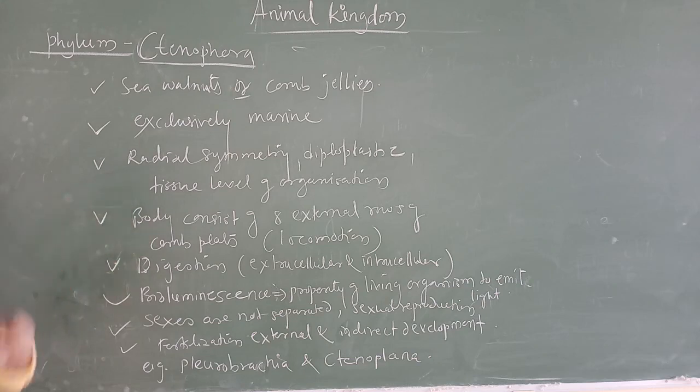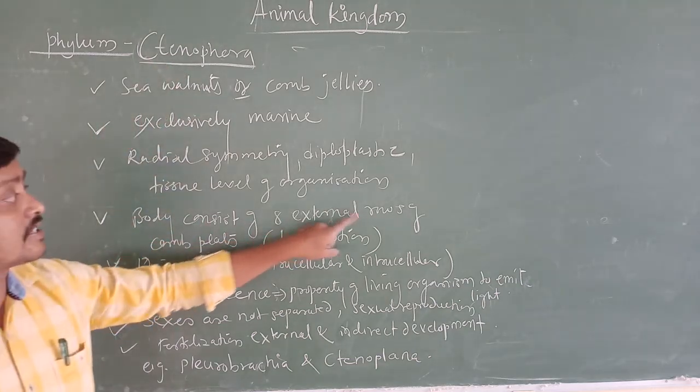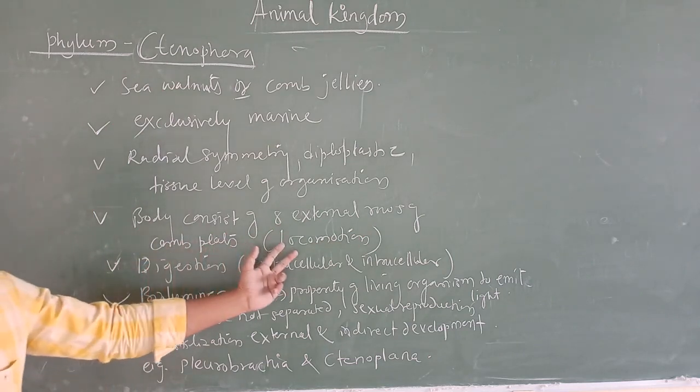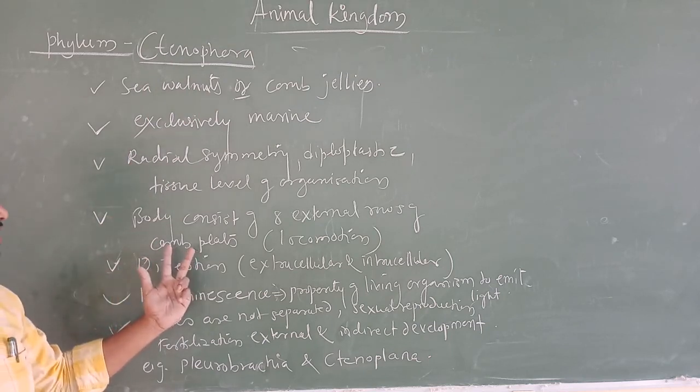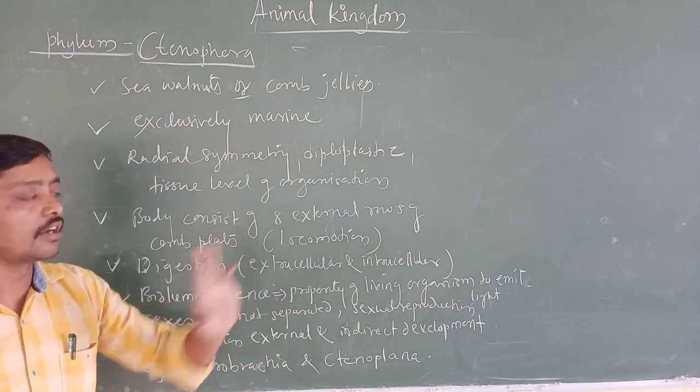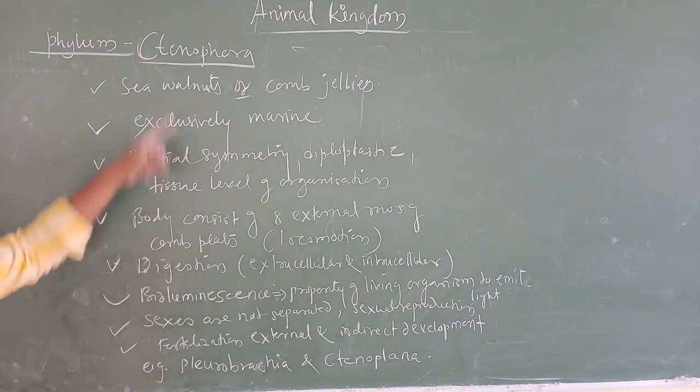This is the third point regarding the ctenophore. Next, the body consists of 8 external rows of comb plates for locomotion. Locomotion in ctenophores, moving from one place to another, takes place with the help of comb plates. These comb plates are the 8 external rows we find on a ctenophore's body.